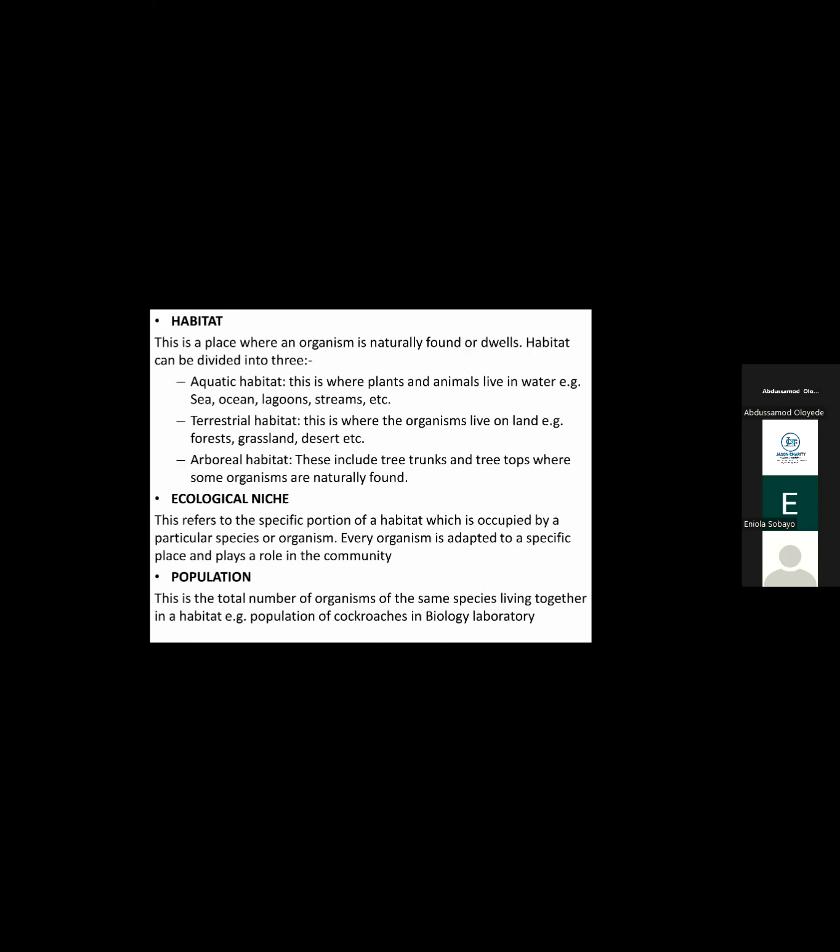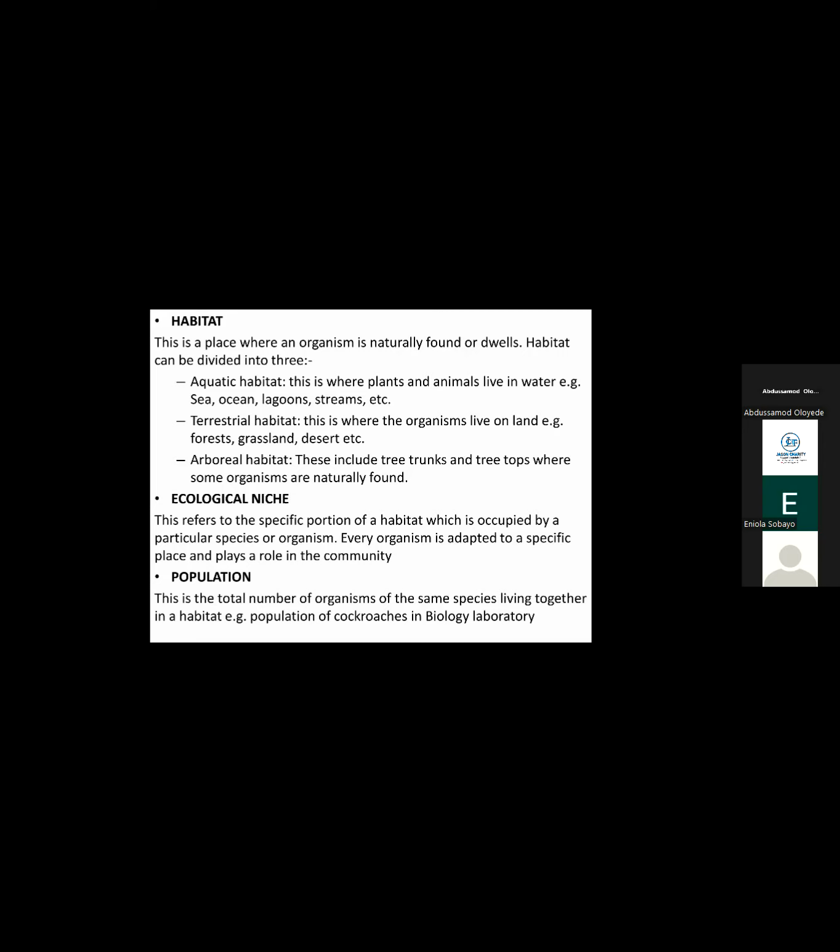While ecological niche refers to the specific portion of a habitat which is occupied by a particular species. That is, that specific portion of a habitat where a species lives or dwells is referred to as its ecological niche. That's why the niche is there. So let's see it this way.